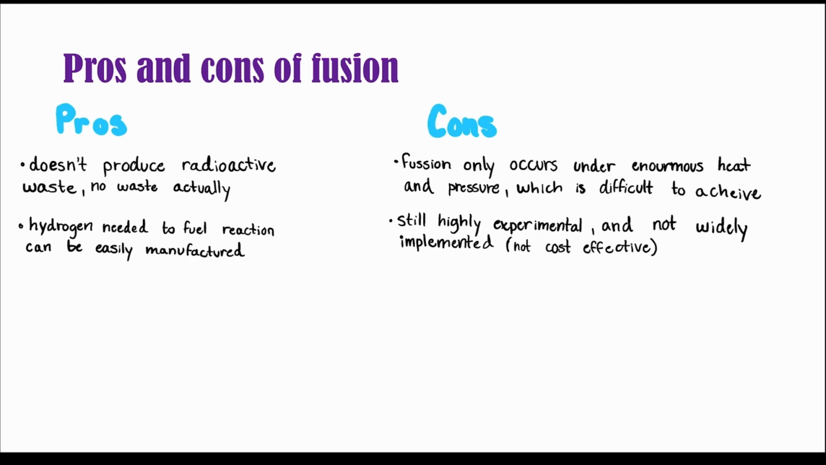There are some cons, and that's that fusion occurs under enormous heat and pressure, and it's really difficult to achieve. I've said that plenty of times, but it's really hard to get fusion to happen on Earth because it's hard for us to get enough energy to replicate the core of the sun. It's still highly experimental and has not been implemented effectively as a power source for communities yet. They say it's happening soon, but like I said, we've been working on it for a minute.